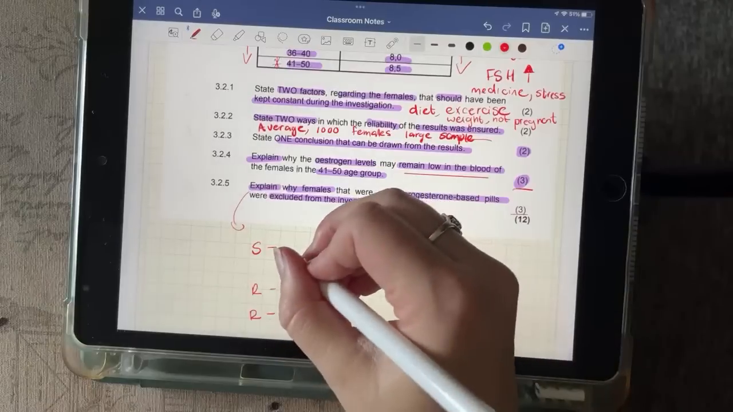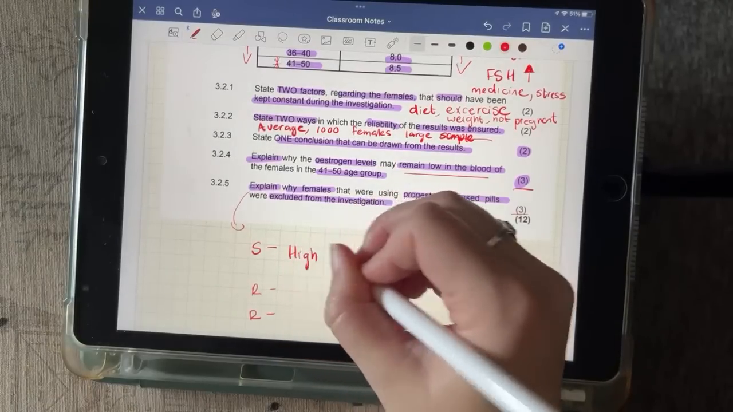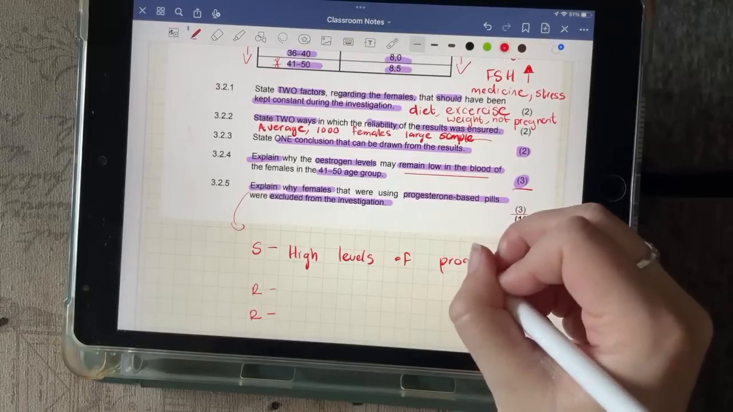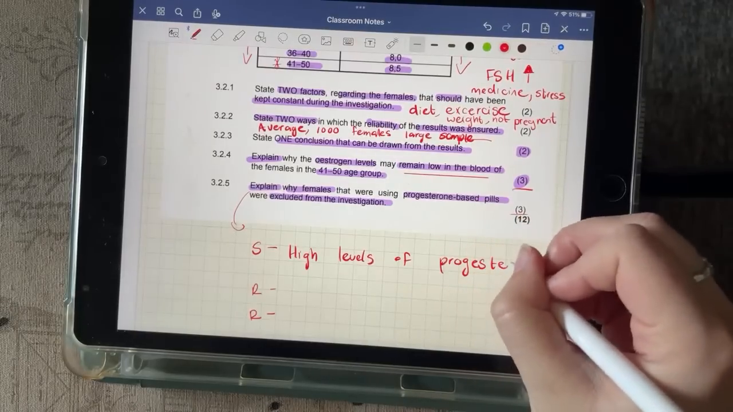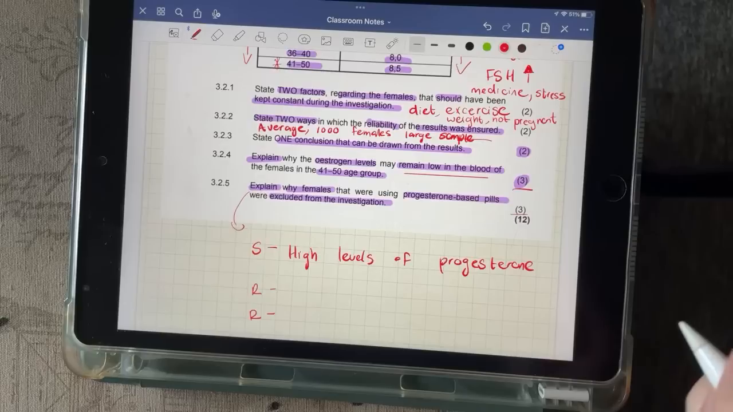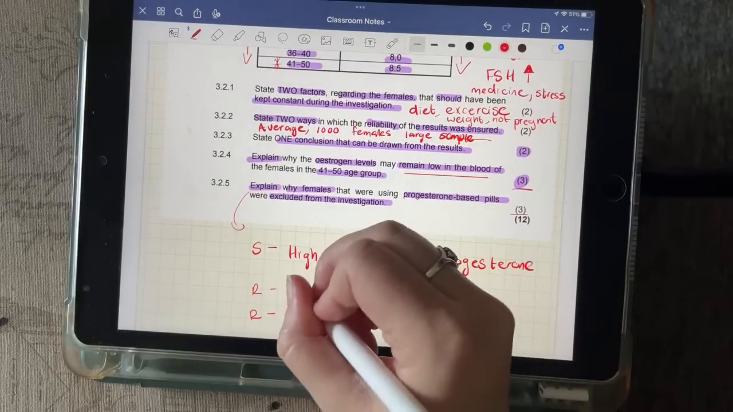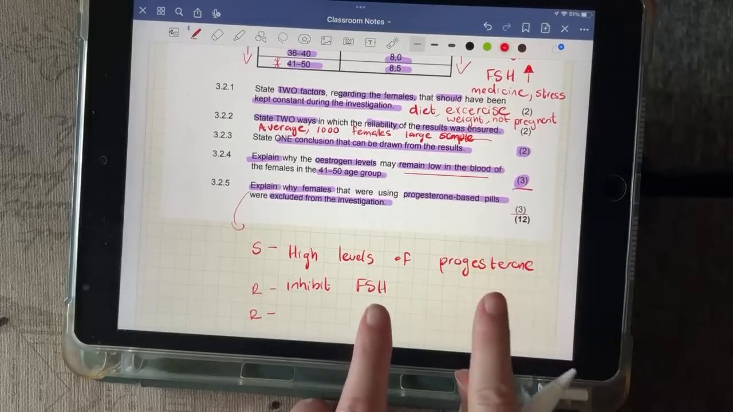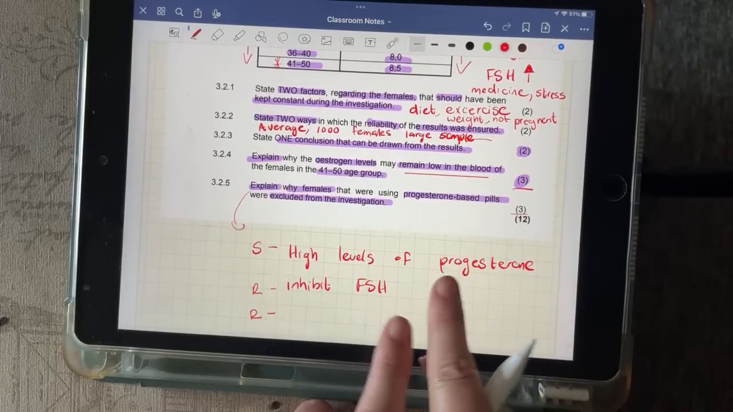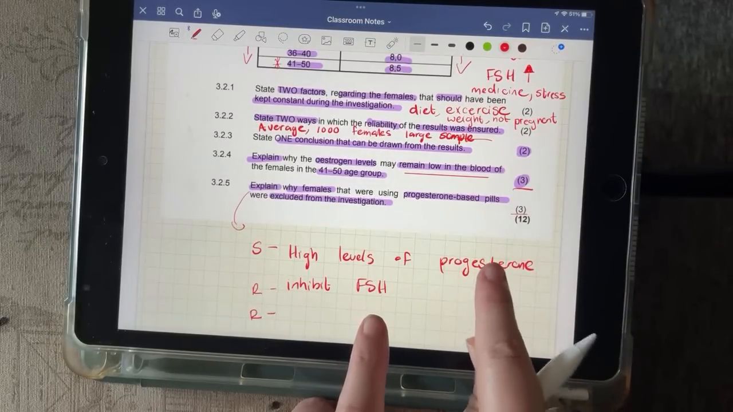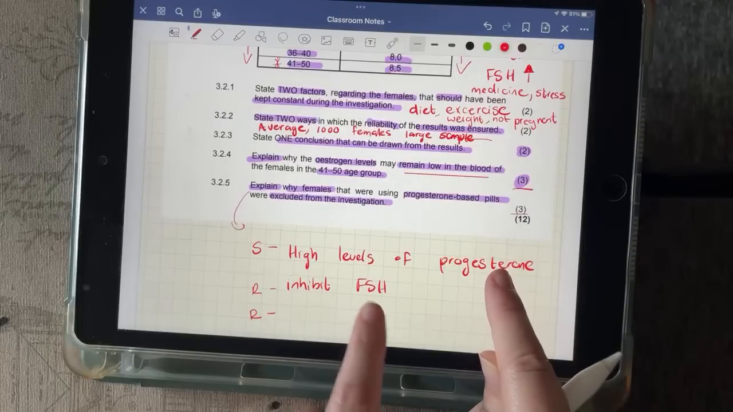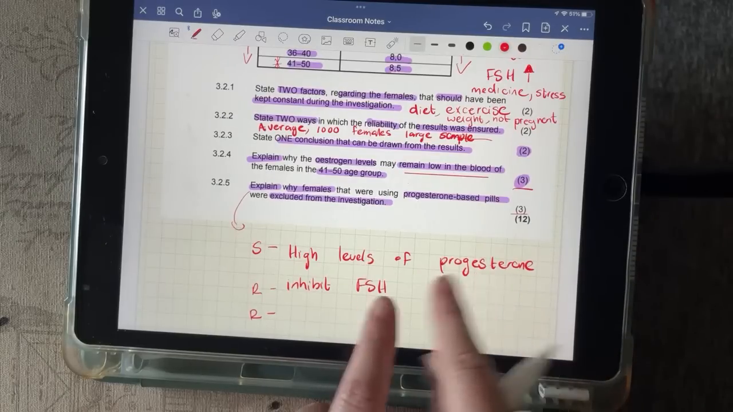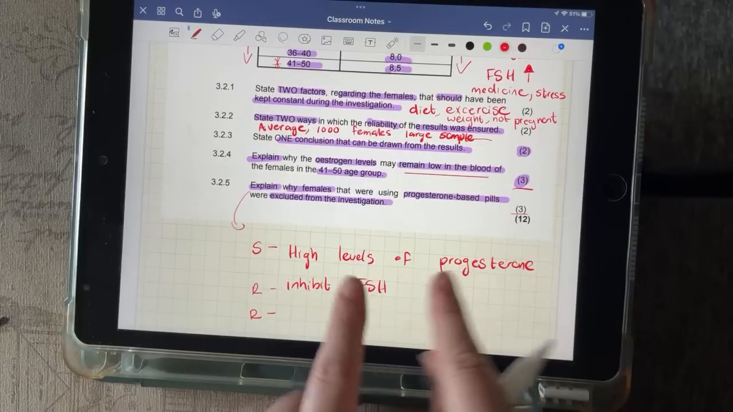Because high levels of progesterone will do what, everybody? They will inhibit FSH, because these 2 hormones are opposites of one another. They're called antagonistic. This is the pregnancy hormone. This is the egg developing hormone. You cannot be pregnant and making a new egg. So these 2 can never be high at the same time.